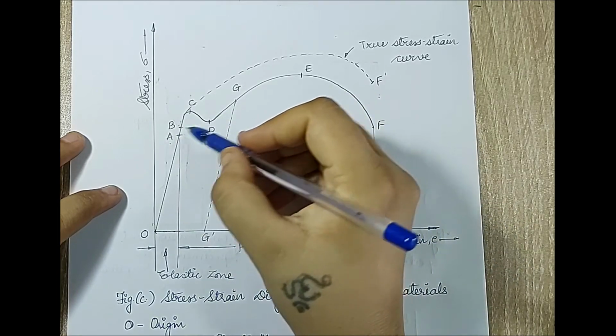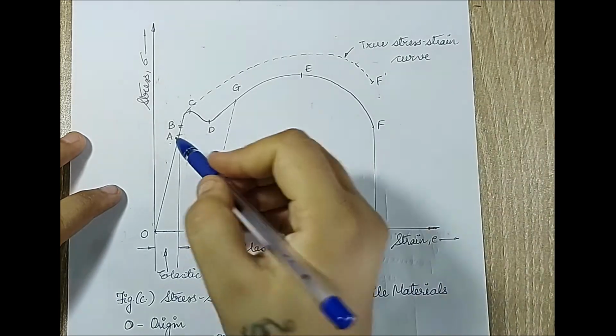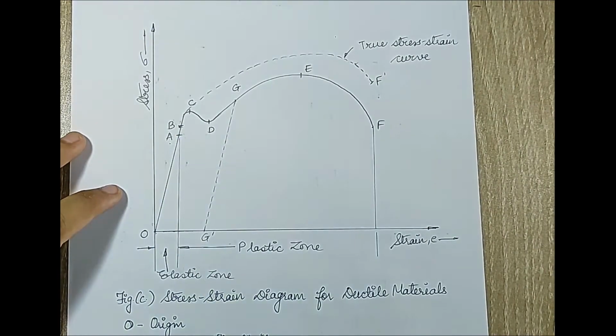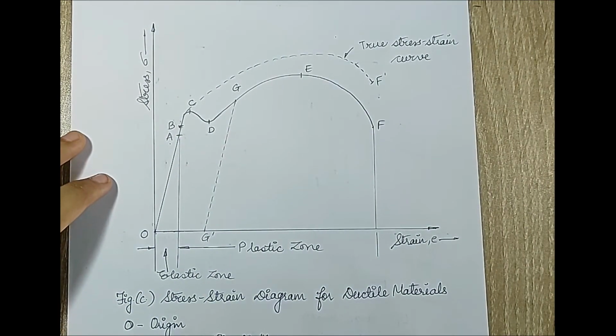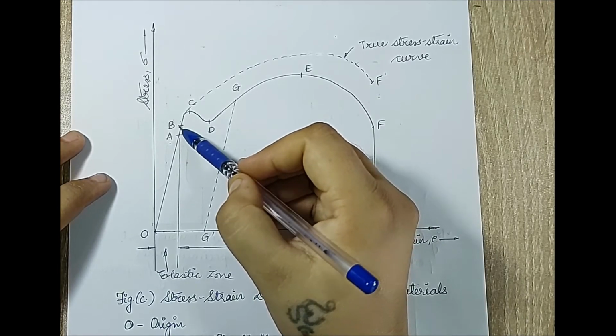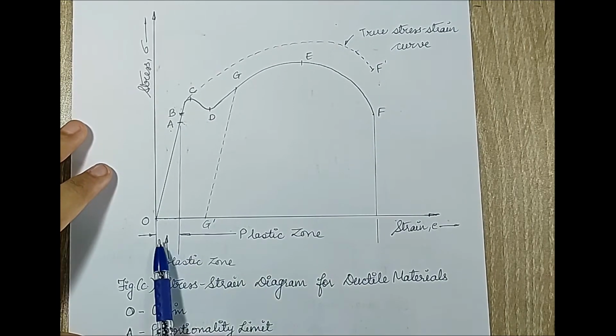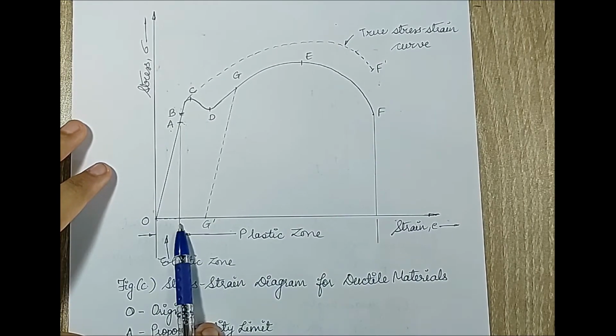After proportionality limit comes a point B, which is called the elastic limit. Elastic limit and proportionality limit cannot actually be found out when you do a test on UTM. These are just 2 points which are marked theoretically. They could be the same point, you can say. Elastic limit is the limit up to which Hooke's law is applicable. So you can see over here that I have marked O to B.